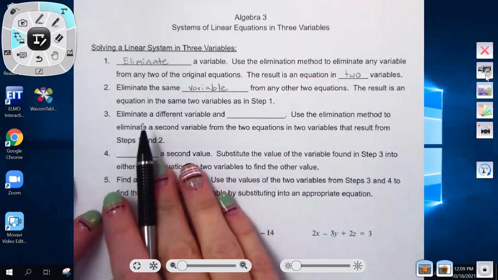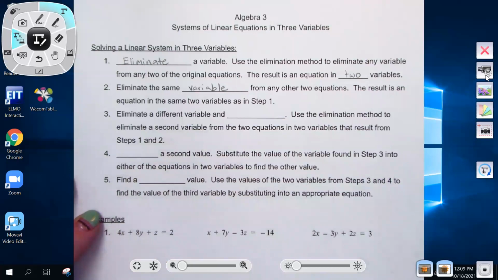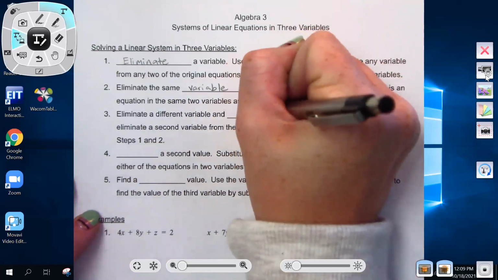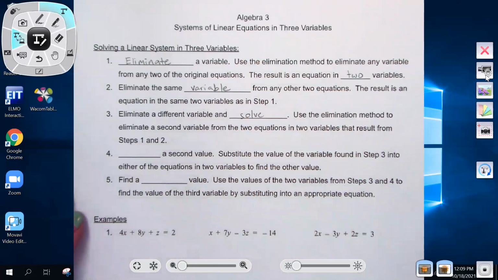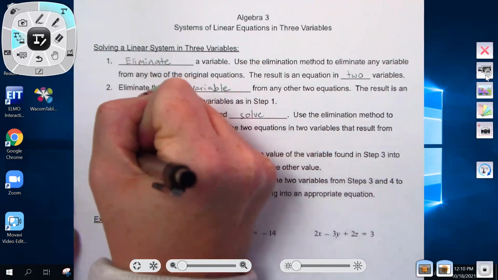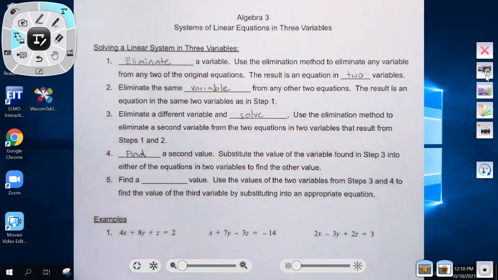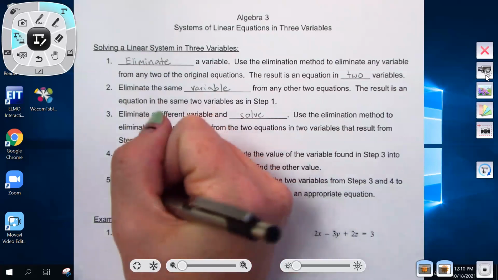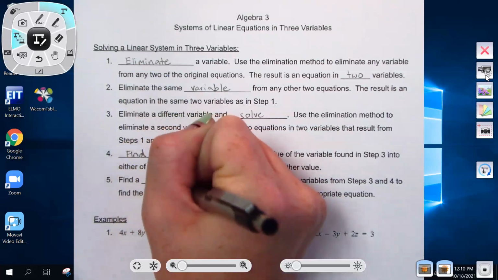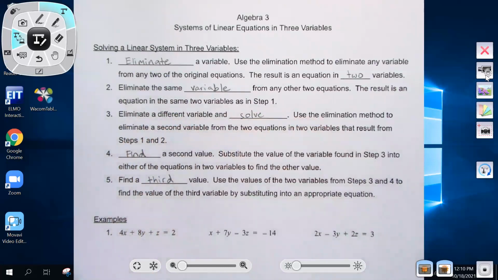Then what you're going to do is eliminate a different variable and solve. So we'll use the elimination method again to eliminate a second variable. Number 4, find a second value. After you find one value, we're going to substitute that back in to find a second value. And then we're going to find the third value by substituting both of the other 2 values in.